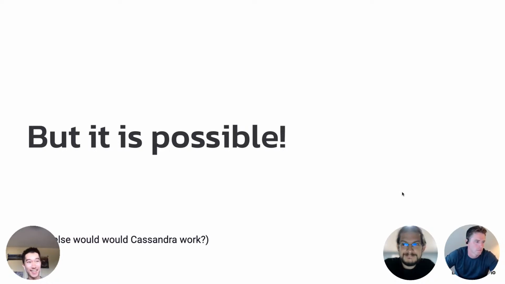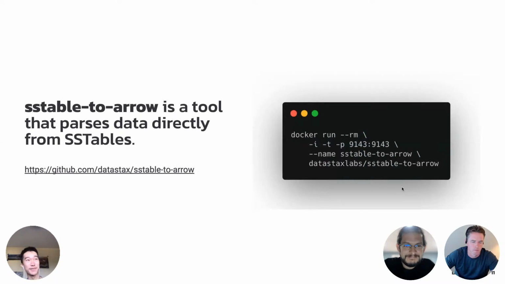So this is what SS table to Arrow is for. SS table to Arrow is a tool that parses data directly from SS tables. And I have here a little example of the Docker command. Don't worry about it. We'll get to that in a second during the hands-on demo. And it's open source, so you can go ahead, find it on GitHub, and look at my source code if you're so inclined.